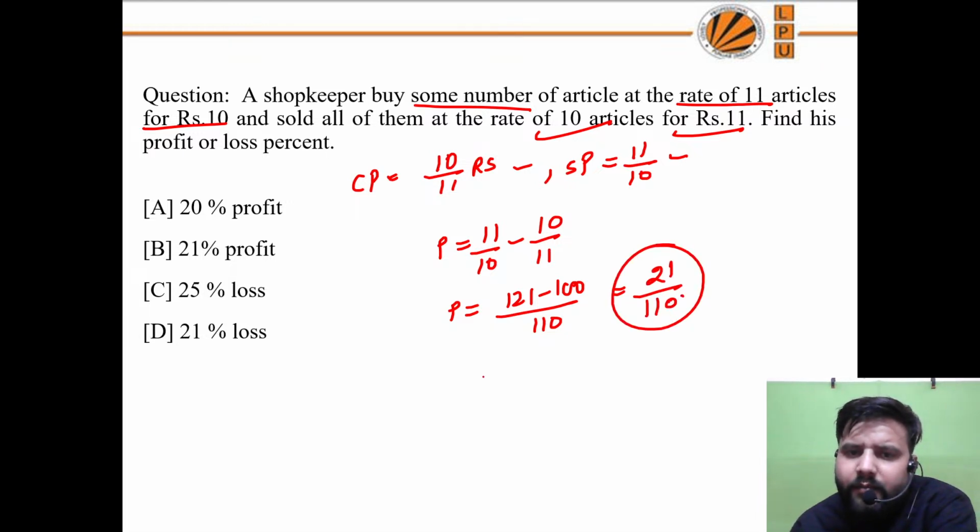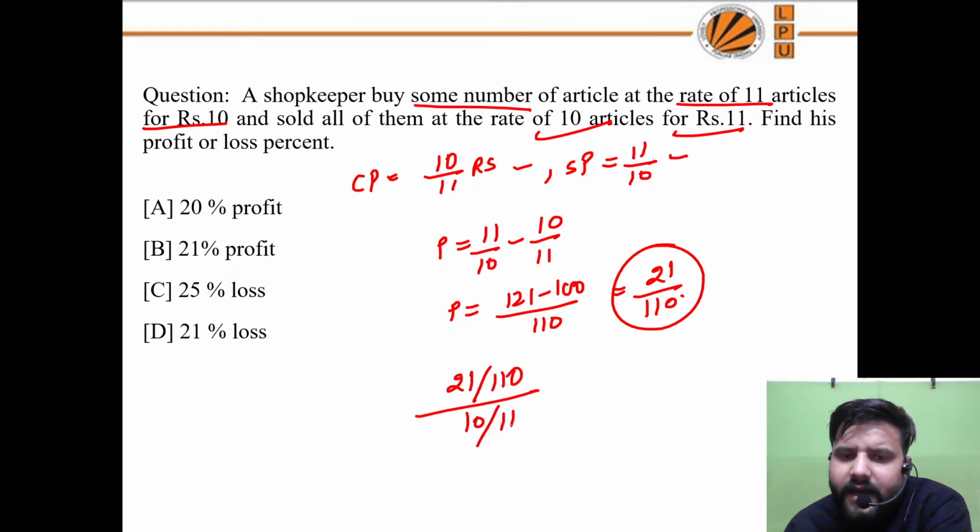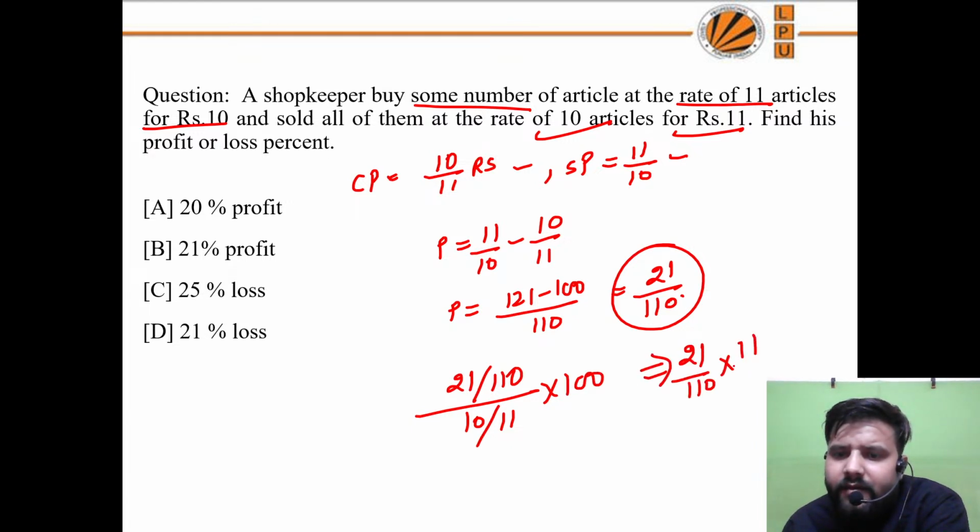The question is asking you the profit percent. So that would be 21 by 110 divided by the cost price, that is 10 by 11, multiplied by 100. So finally it is 21 by 110 multiplied by 11 by 10 into 100. So the 0s get cancelled, the 11s get cancelled. So your answer for the question is 21%.